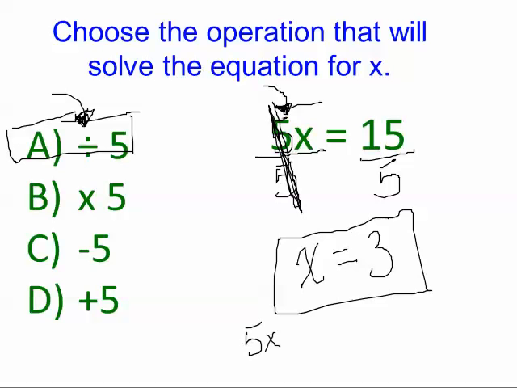So if it says 5 times x equals 15, and I think x is 3, then I'll need to check, is 5 times 3 equal to 15? It is, so that's a nice check that I got it right.